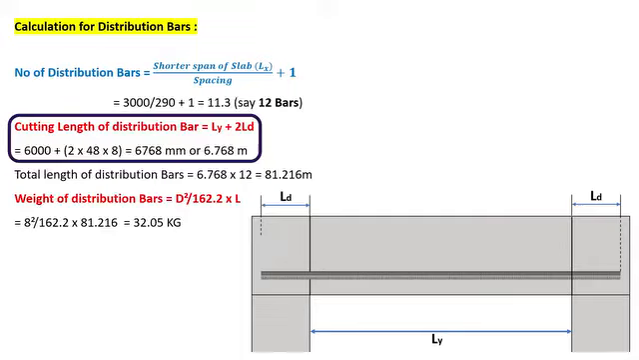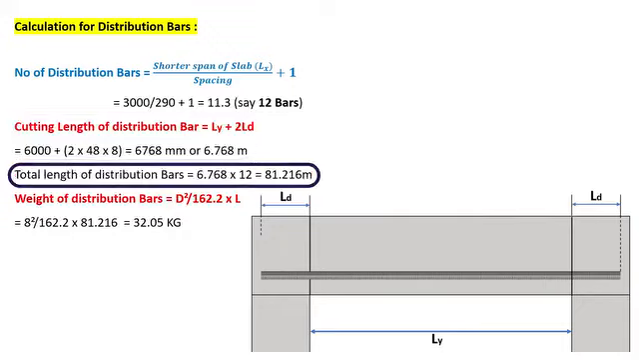The cutting length of distribution bars is equal to longer span of the slab, that's Ly, plus 2 times development length. Longer span of the slab is 6000 mm and development length is 40 times D, where D is 8 mm, and the total will be 6.768 meter.